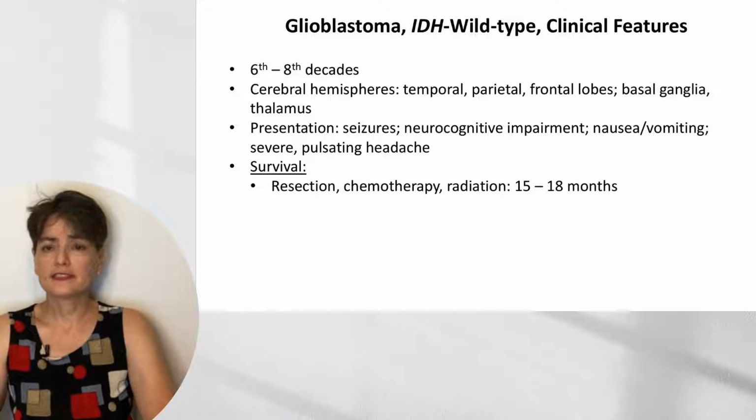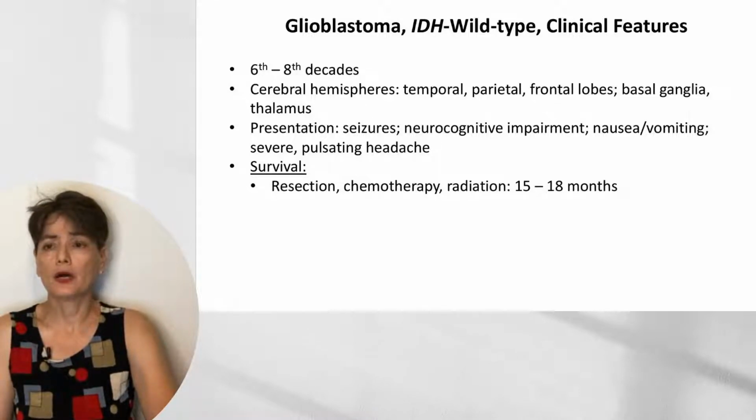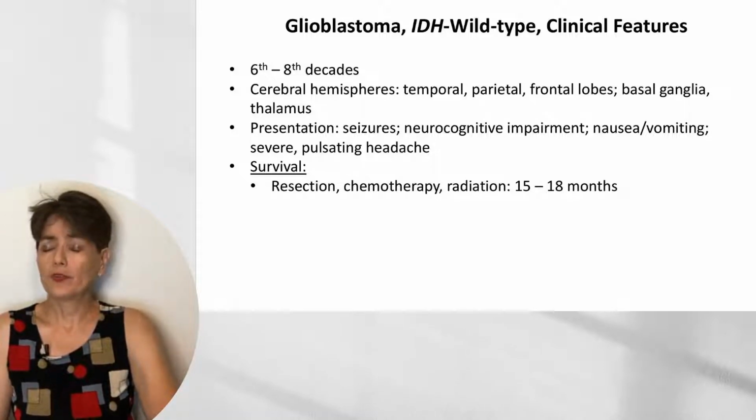Typically it will present in the 6th to 8th decades in the cerebral hemispheres, although it can also arise in the basal ganglia and thalamus. Patients will present with seizures, neurocognitive impairment, nausea, vomiting, and possibly severe pulsating headache. This is a very aggressive tumor, and even with optimal therapy, with surgical resection, chemotherapy, and radiation, survival is typically less than 18 months.